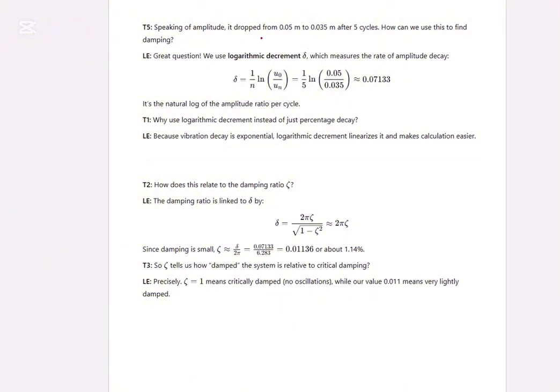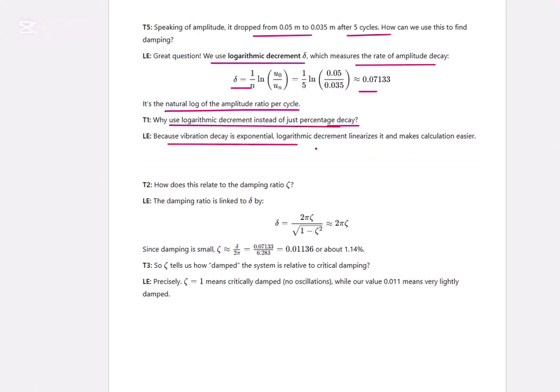Speaking of the amplitude, it dropped from 0.05 to 0.005 in 5 cycles. How do we use this to find damping? We use the logarithmic decrement, which measures the rate of amplitude decay. This is the formula: the natural logarithm of the amplitude ratios. Because vibration decay is exponential, the logarithmic decrement linearizes it. It makes the calculation easier.